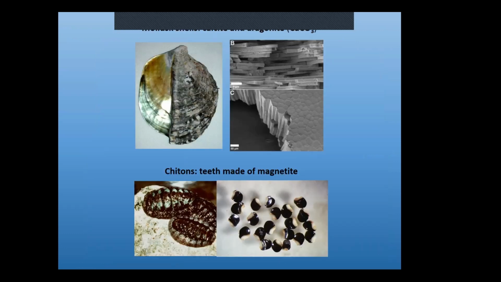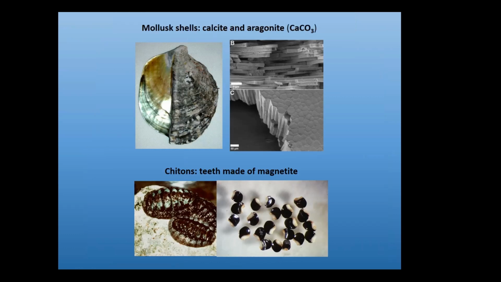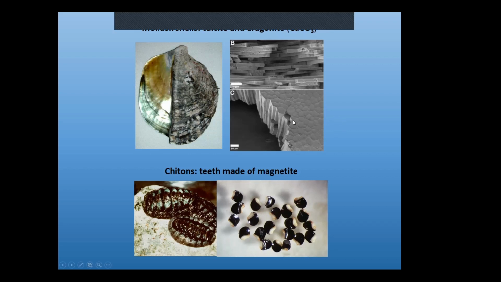Mollusk shells are one of the most studied systems in biomineralization. So they also use calcium carbonate to make the shells. It can be in the form of calcite or aragonite, the different crystalline structures of calcium carbonate. We see here how the shell looks like in the scanning electron microscope.